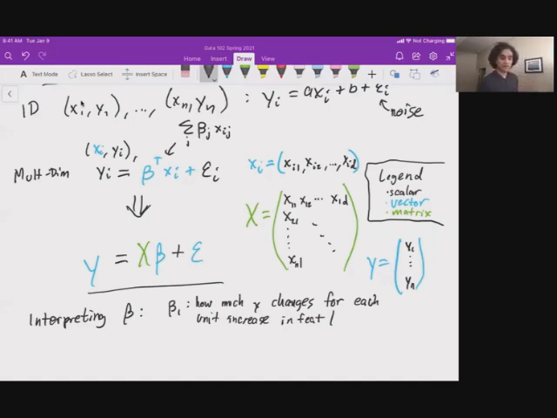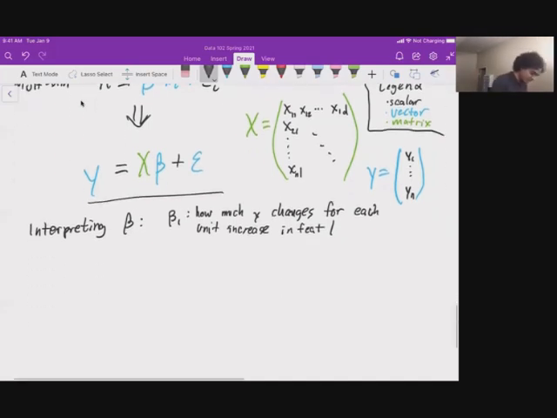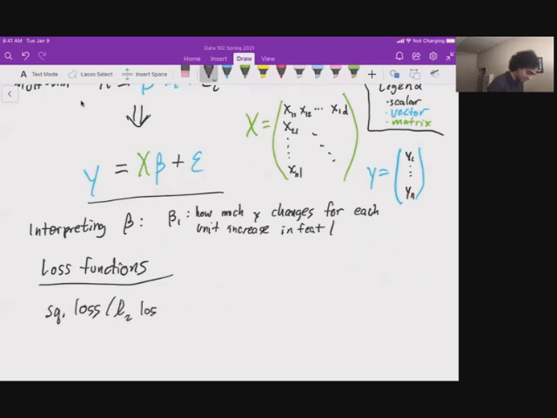We talked about the standard linear regression loss function, and about different loss functions you can use with this setup. If you use the squared loss, also known as the L2 loss, then the loss for some prediction beta is equal to y minus x beta squared.